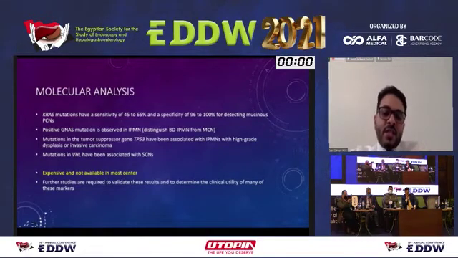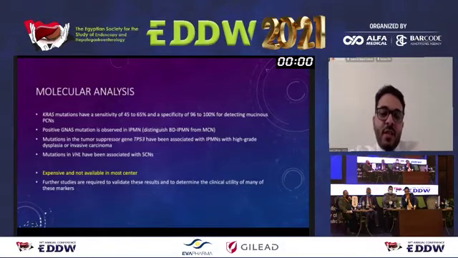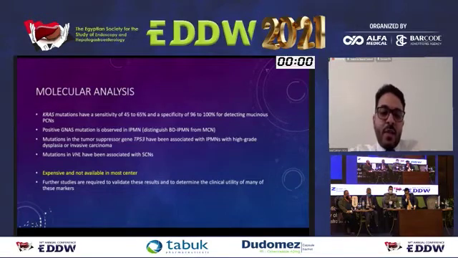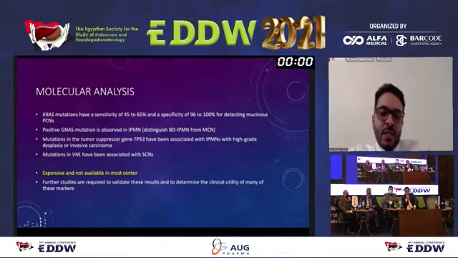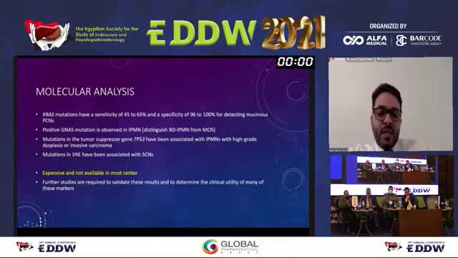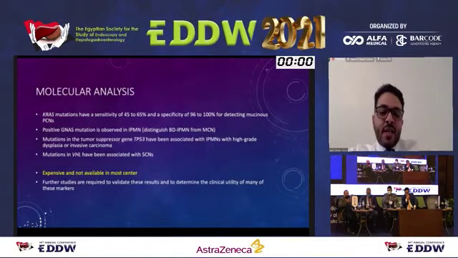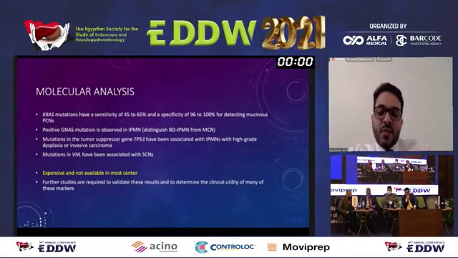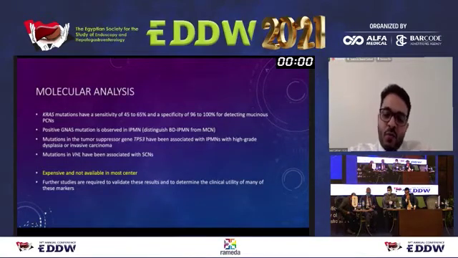Molecular analysis. These tests suffer from low sensitivity, but they have good specificity. KRAS mutation has a sensitivity of 45 to 65% and specificity reaching 100% for detecting mucinous pancreatic lesions. Positive GNAS mutation can be used to differentiate between IPMN and mucinous cystic neoplasm. A mutation in the tumor suppressor gene TP53 has been associated with high-grade dysplasia or invasive carcinoma. Mutation in von Hippel-Lindau has been associated with serous cystic neoplasm. These tests are expensive and not available in most centers, and further studies are required to validate these results and to determine the clinical utility of many of these markers.